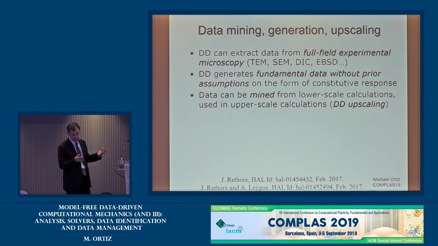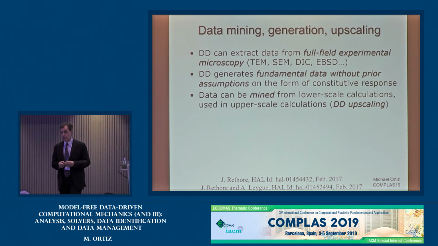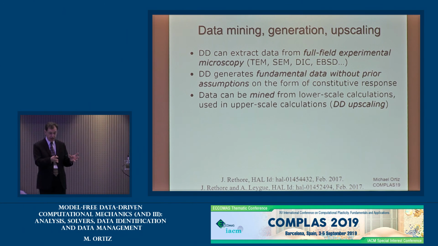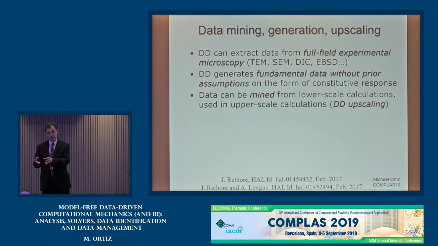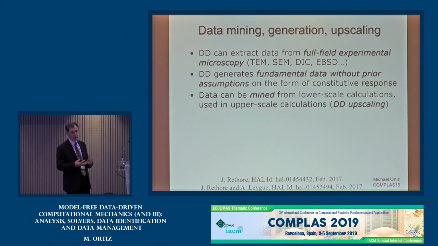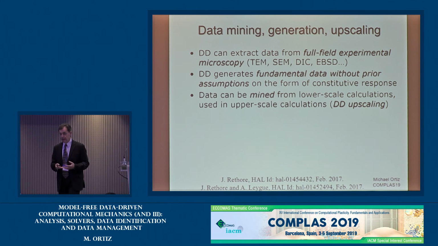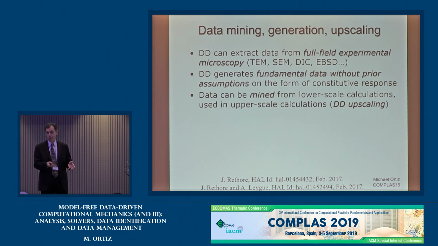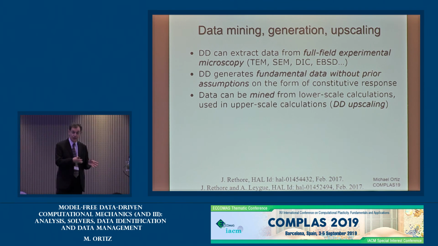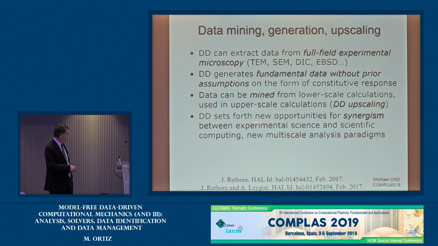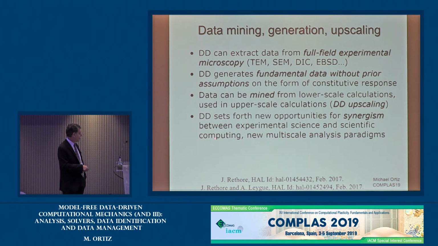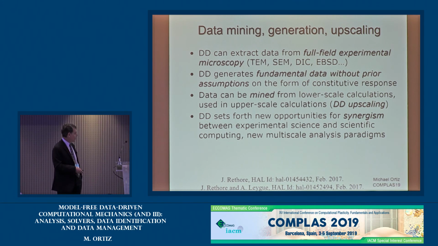Now DD provides a different multiscale paradigm, which is that you just take the data from a lower scale and you use it in a model-free, data-driven calculation at an upper scale. So in a way, it fills the gap in multiscale modeling, which was always to determine the effective behavior, because now you don't need to determine any effective behavior. You use the data directly. And I think DD sets forth a number of new opportunities for synergism between experimental science, scientific computing, and new multiscale data paradigms.